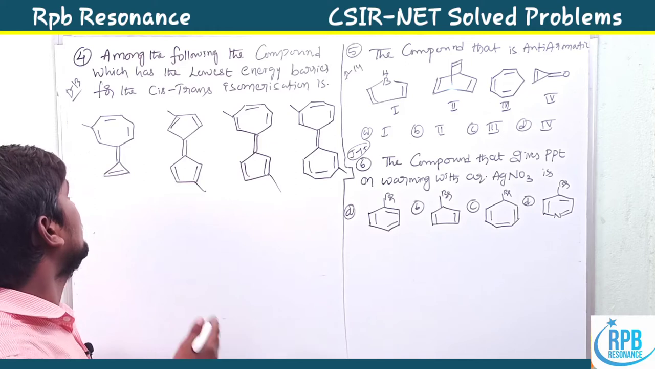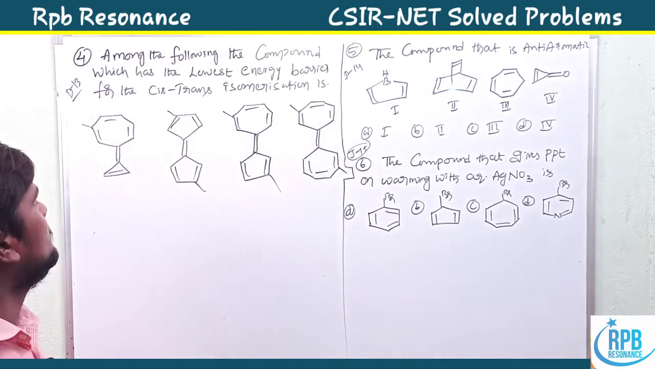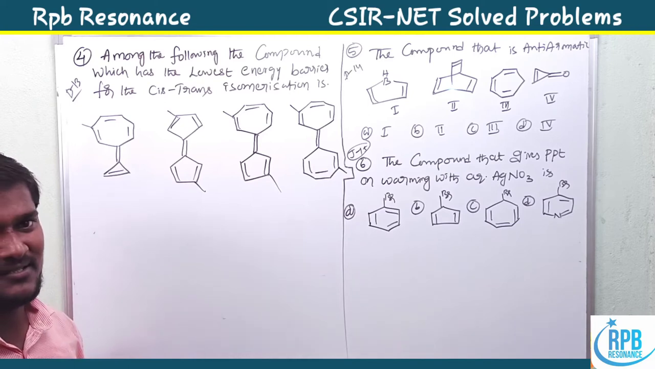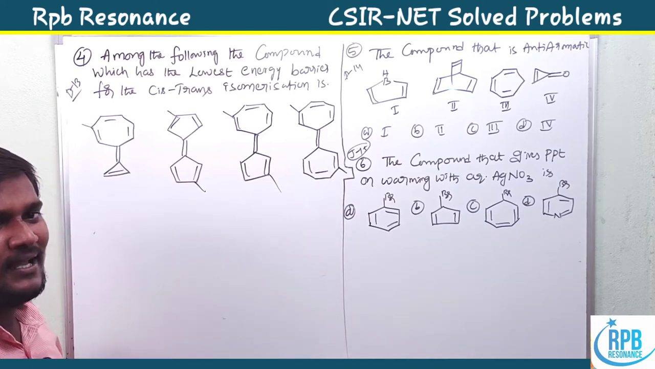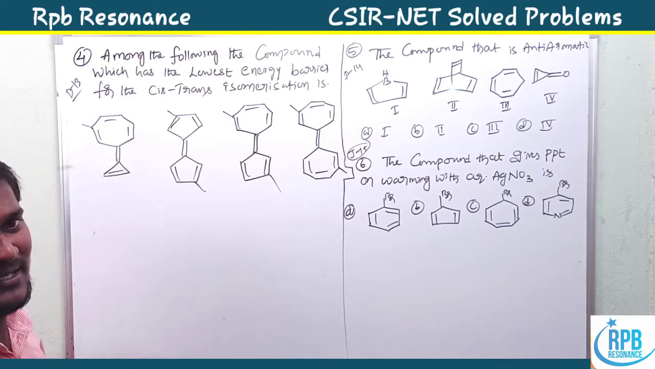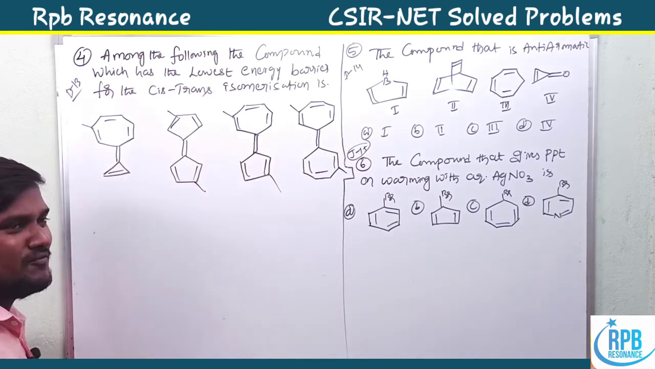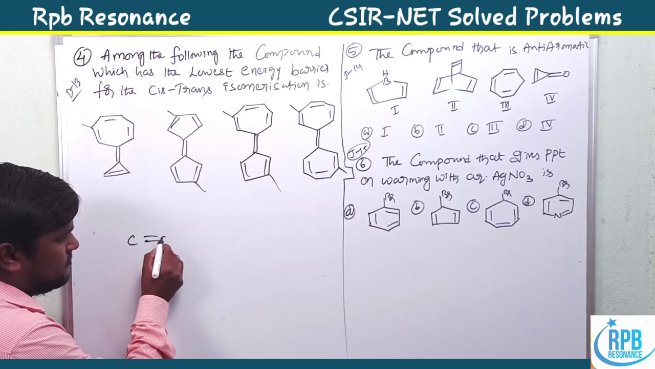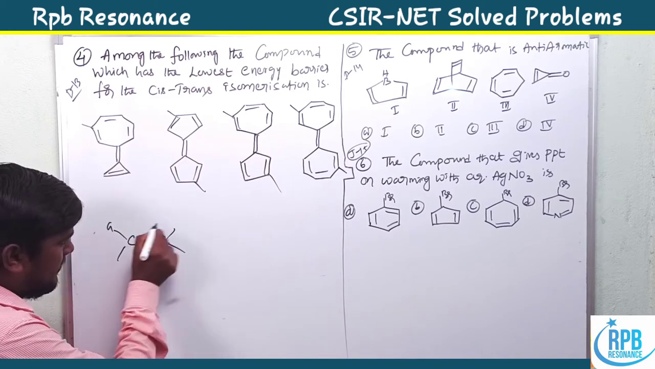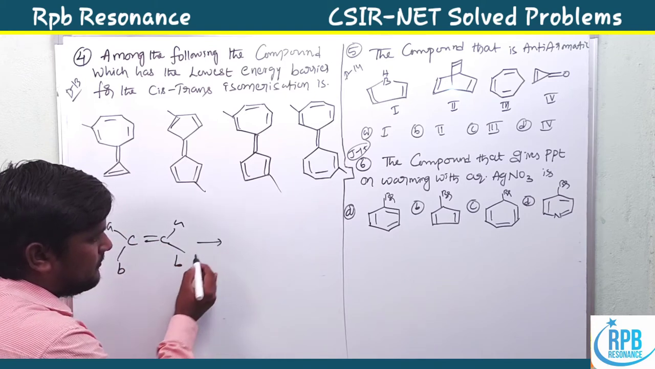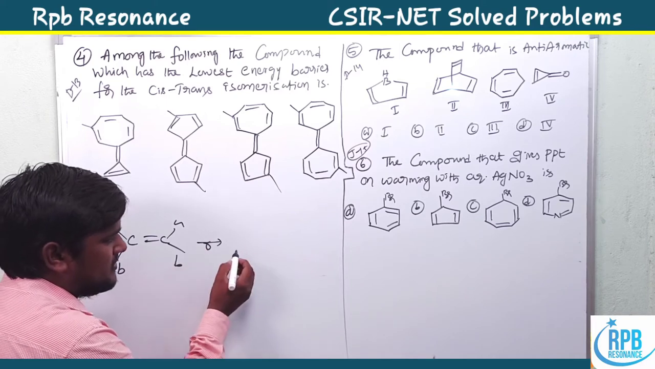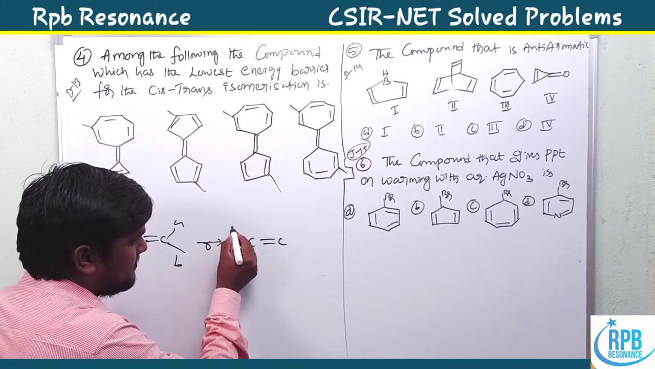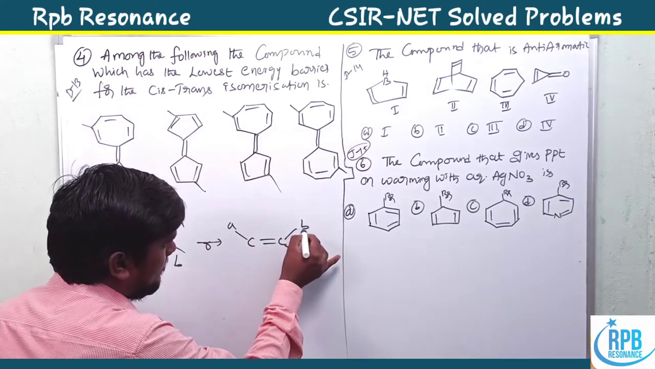Now let us discuss the fourth problem. Among the following compounds, which has the lowest energy barrier for the cis-trans isomerization? So that means which readily rotates for the cis to trans conversion. So here it is a cis compound, AA, BB. Whenever isomerization takes place, a cis compound becomes a trans compound, and becomes a cis again.